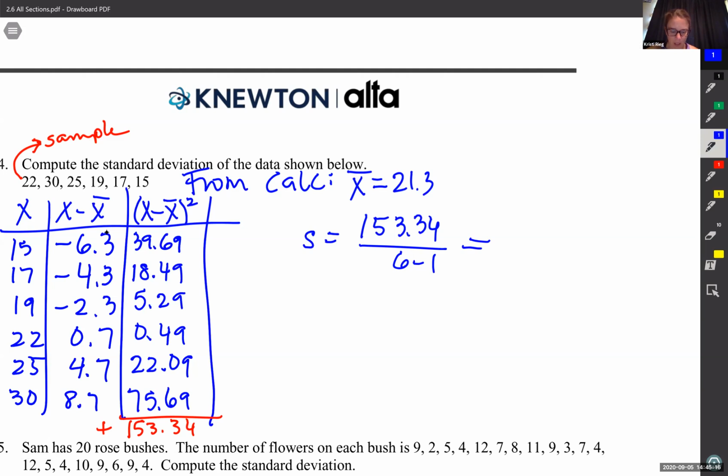And finally, I put 153.34 divided by 5. And I get 30.668. Did I divide that right? Let me double check.